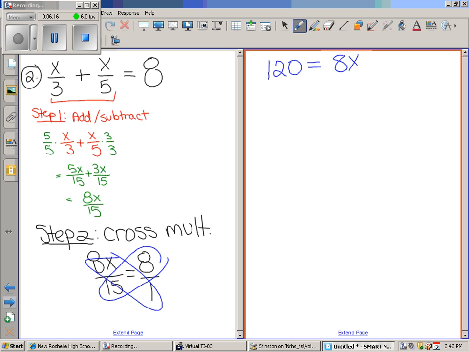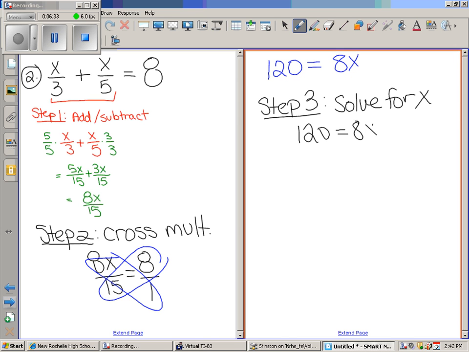And then step 3. Guess what step 3 is? Step 3 is solve for x. So now we have 120 equaling 8x. Divide both sides by 8. What's 120 divided by 8? Perfect.